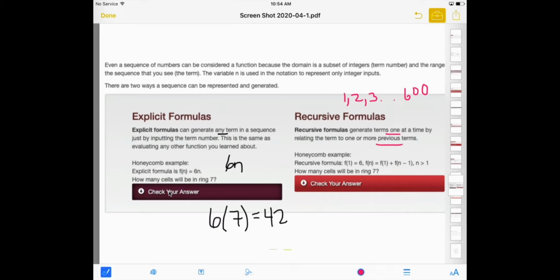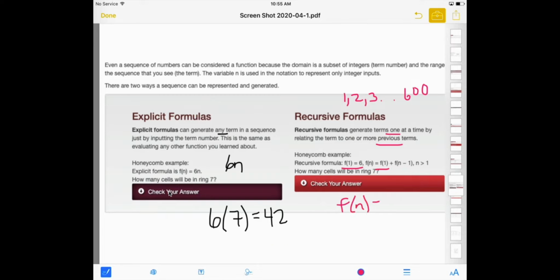Now when we're talking about using a formula, we can see that it says f of 1 is 6, meaning that in the first ring we have 6 honeycombs. In order to use the formula, we take f of n, which stands for any term, is going to be equal to f of 1, which we know is 6, plus f of n minus 1.